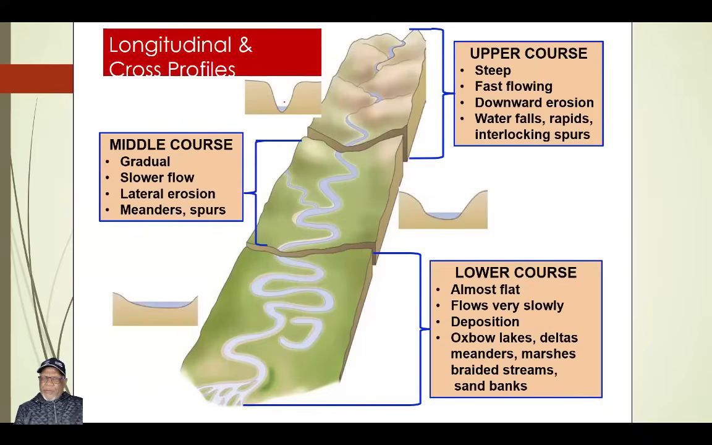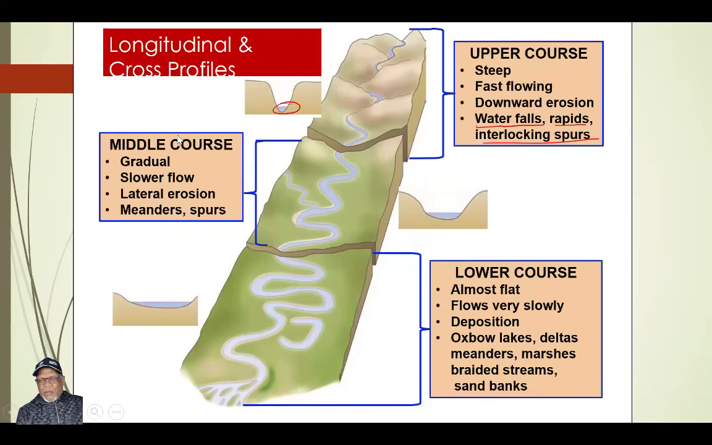So the river in its upper course has got a steeper gradient, and the water is flowing fast. There is dominant downward erosion or vertical erosion, and the area has got waterfalls, rapids, and interlocking spurs. You can see the volume of water is very little.